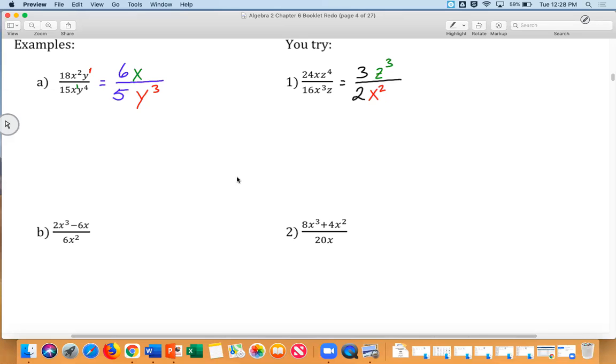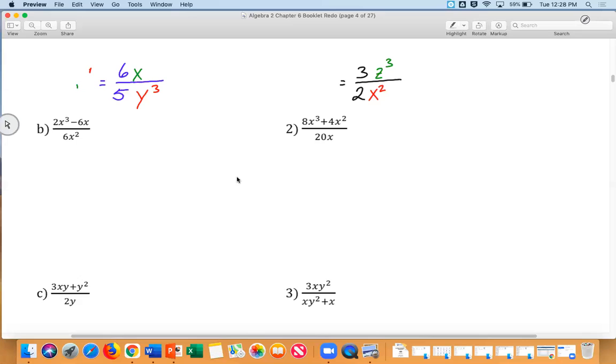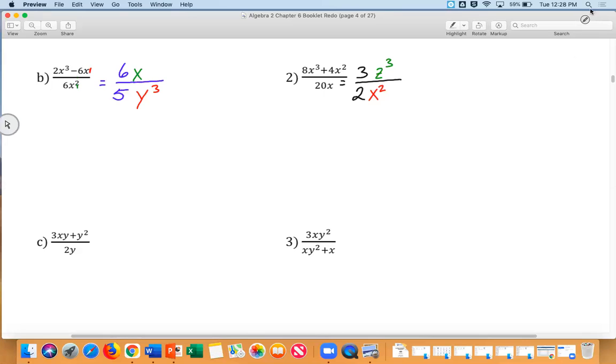Yeah. All right, now let's look at B. A little different. In B, okay, we have some work to do. Now, if we look at B, I notice on top it's an expression and they both share an x. So what I'm going to want to do is start factoring and looking to factor things out.